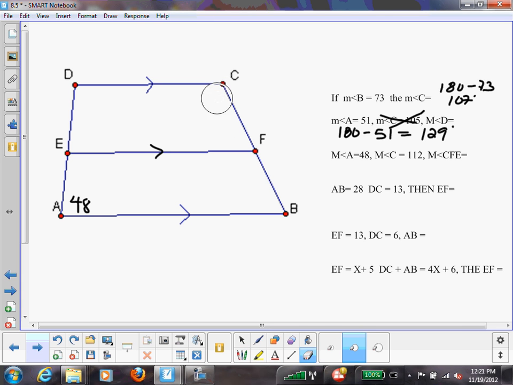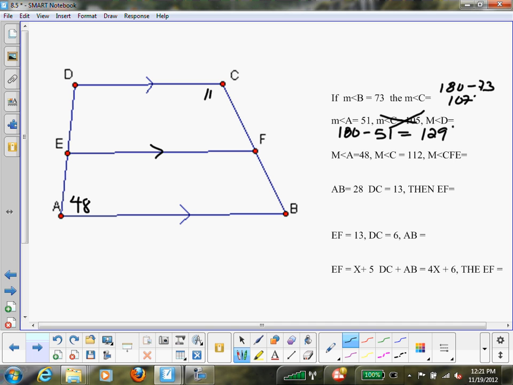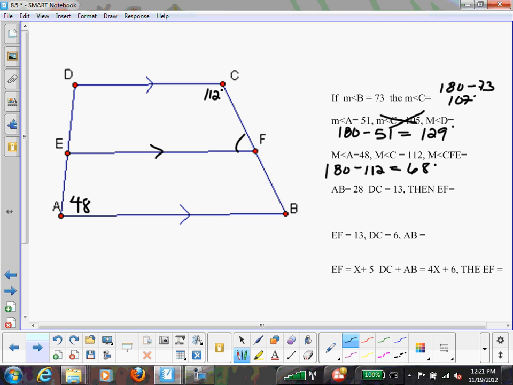All right, angle A is 48 degrees. Angle C is 112 degrees. What is the measure of angle CFE? This one. What am I going to do here? Sydney? Yeah, 180 minus 112. And so that's 68 degrees. What else is going to be 68 degrees then? Angle B will also be 68 degrees, right? Because we've got a mid-segment going on. This is a mid-segment. I didn't tell you that, but I'm telling you now.